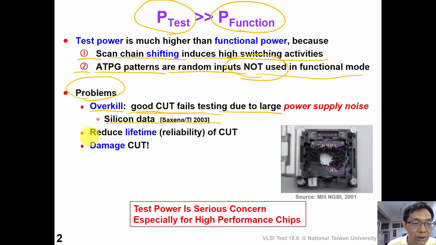And also, the second problem is high test power can reduce the lifetime or reliability of our CUT. And in the worst case, high test power can even damage our CUT. Although this does not happen very often, test power is really a serious concern, especially when we talk about testing for high performance chips.